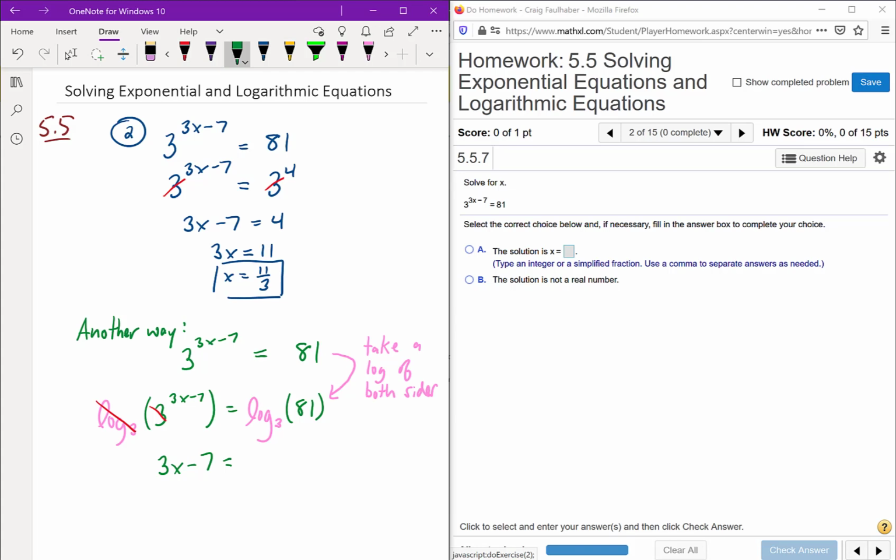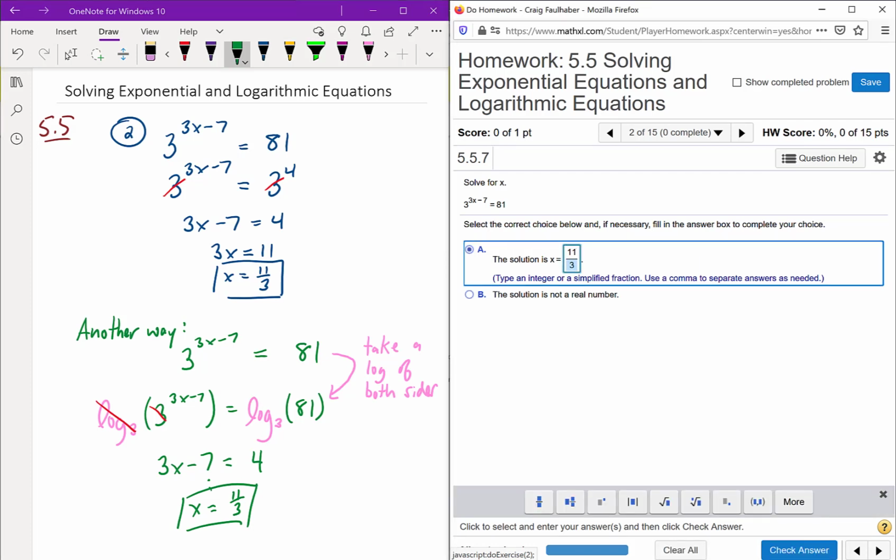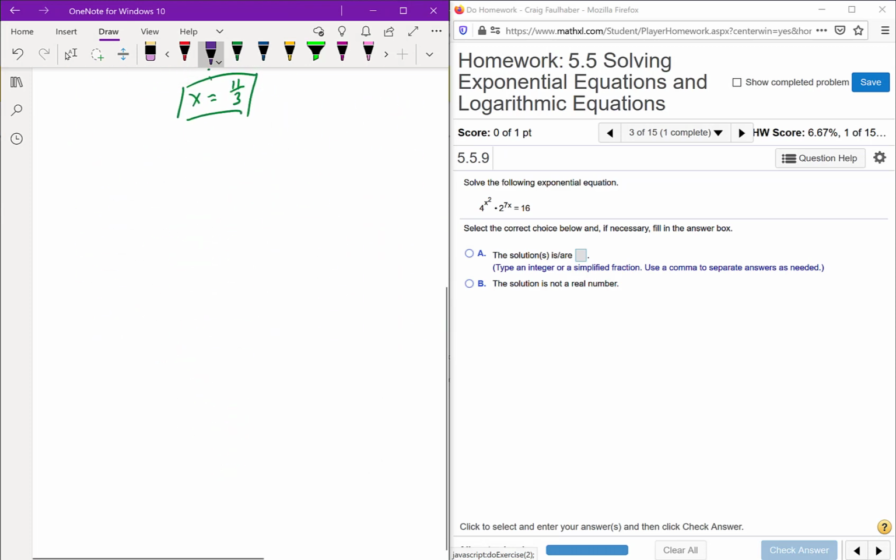Now you could use your calculator to get this number, or you could recognize that the power on 3 that would give you 81 is, in fact, 4. This gives us the same equation that we had a couple steps above, and we end up solving for x and getting 11/3 for our answer. So either way we do this problem, I'm getting 11/3. Good. Now let's take a look at problem number 3 and do this one a couple of ways as well.